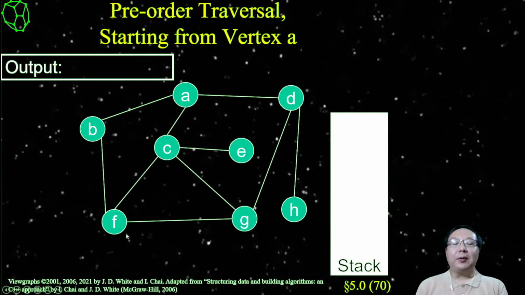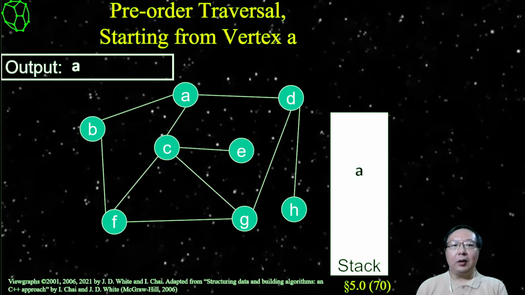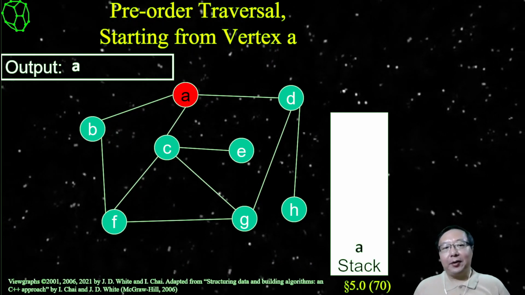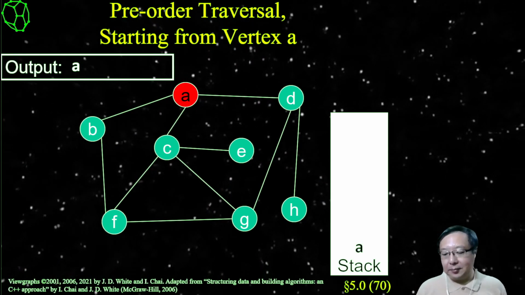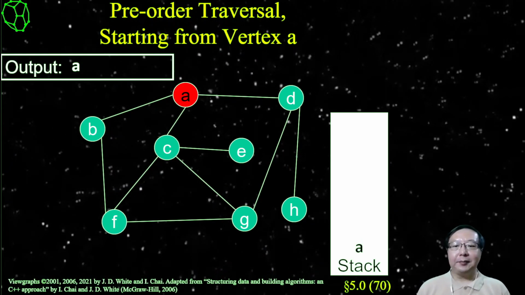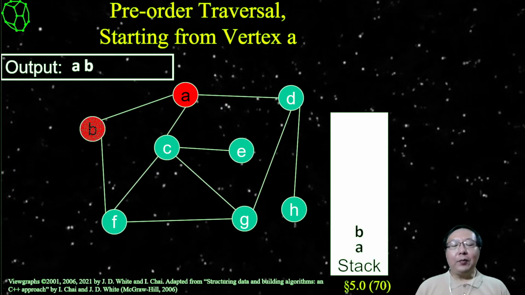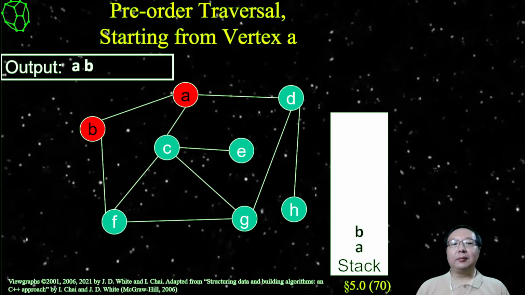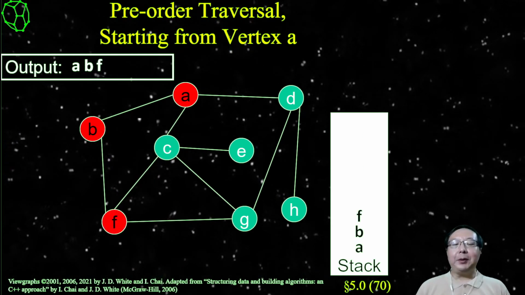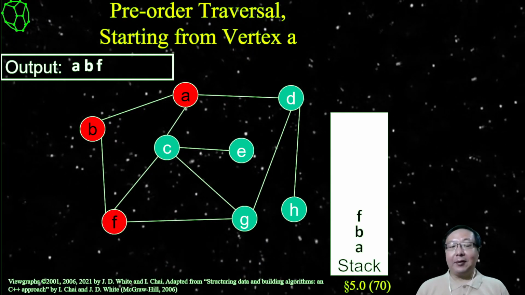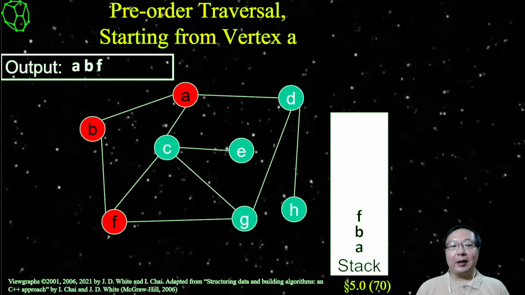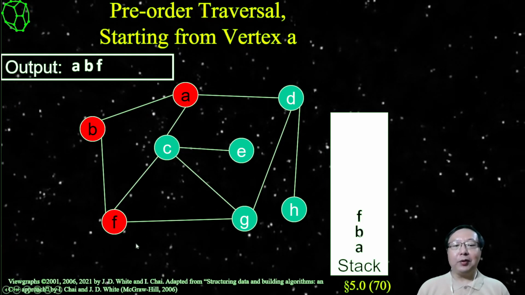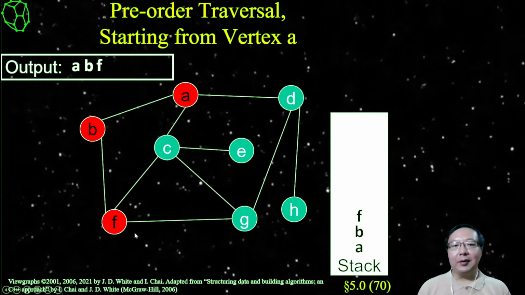So starting from vertex A, well, pre-order says we first process our current node. So we're processing A and we push A on the stack. Then we process B and we push B on the stack. Then at B we process F because we're at B now, right? So if we looked at A, it's already processed, so we don't do that one. We go to F and we push F on the stack.